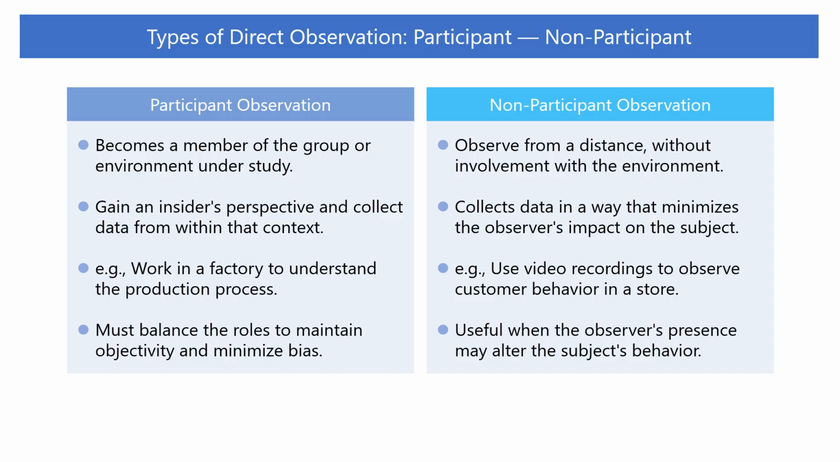Non-participant observation involves the researcher observing from a distance without involvement with the subject or the environment. This type of observation collects data in a way that minimizes the observer's impact on the subject. For example, the researcher may use video recordings to observe customer behavior in a store. Non-participant observation is useful when the observer's presence may change the subject's behavior.